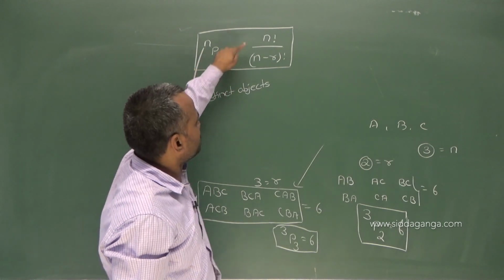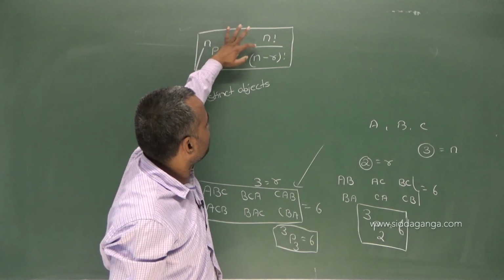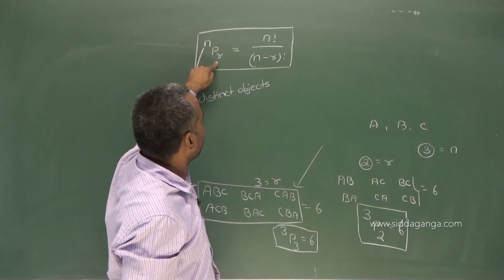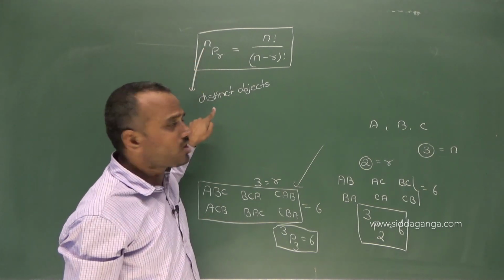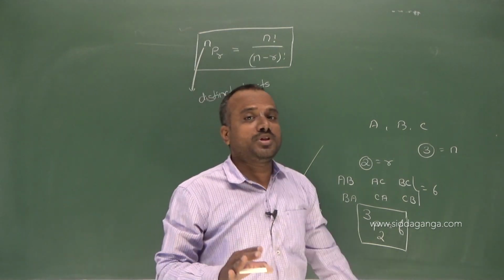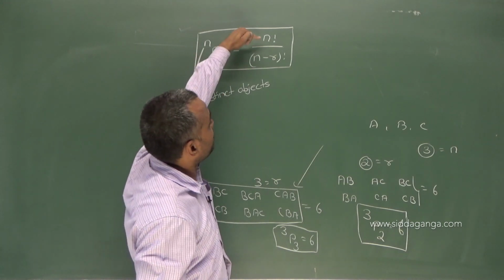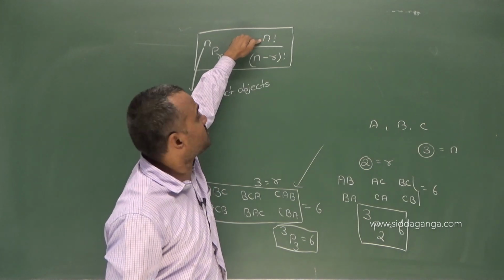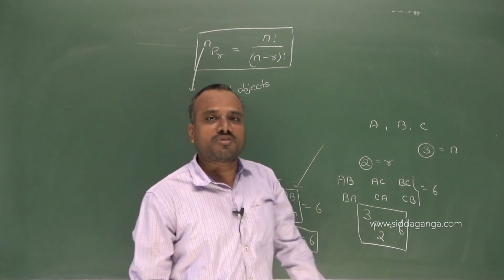nPr is nothing but n factorial. Just last class we solved these types of problems. Here, n number of objects we have to arrange r at a time. These n objects are distinct objects. They are not similar. nPr is given by n factorial, as we discussed in the last class, divided by (n minus r) factorial.